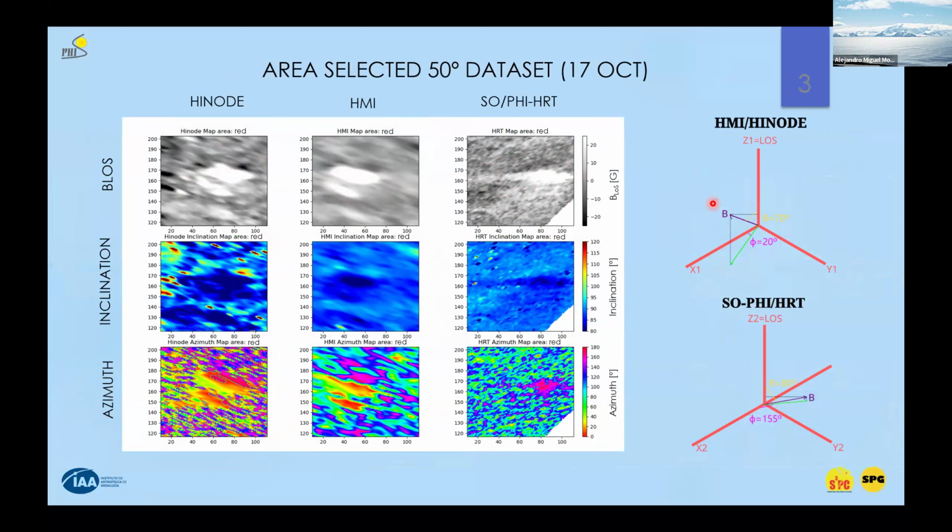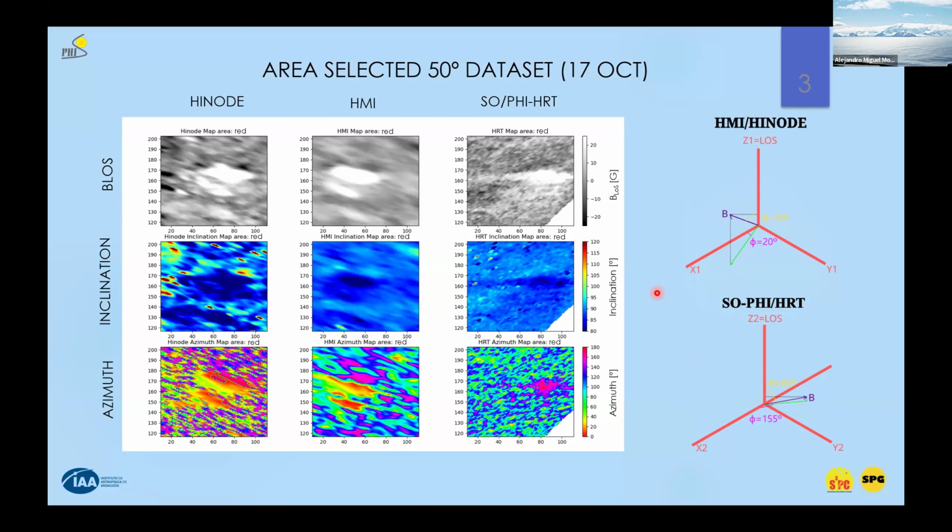For example, if you see that from the Earth viewpoint, that is HMI, we have an inclination of 70 degrees and an azimuth of 20 degrees. And if you go 50 degrees to the left, that means we are in the HRT viewpoint. Now the inclination has changed to 80 degrees and the azimuth is 155 degrees, and we are observing the same point on the Sun. So it is important because with this kind of stereoscopic data, we can solve the azimuthal ambiguity, which is what we are working on at the moment.